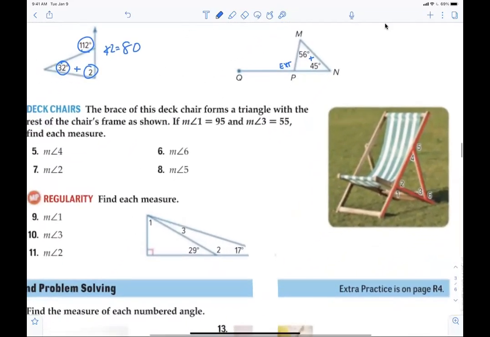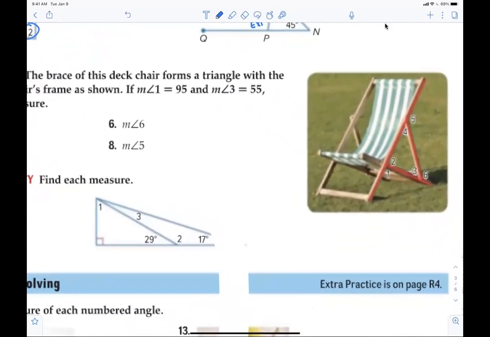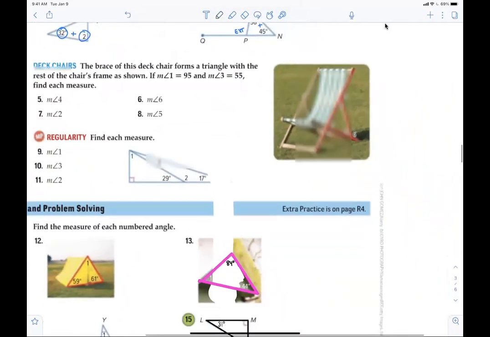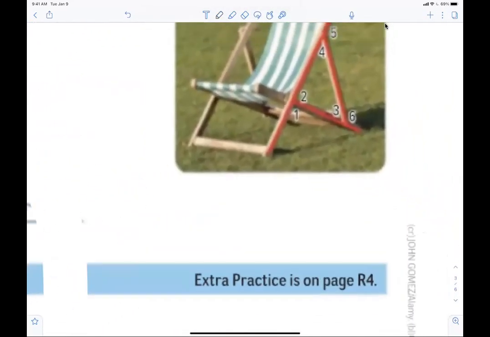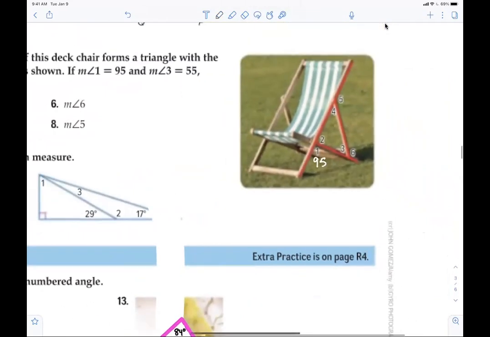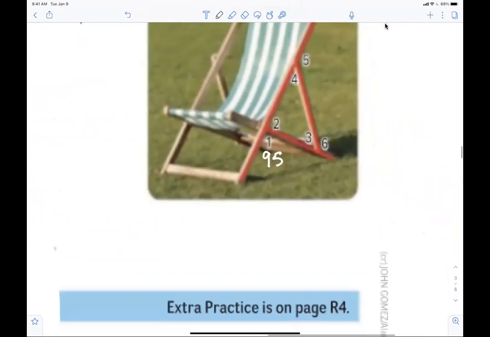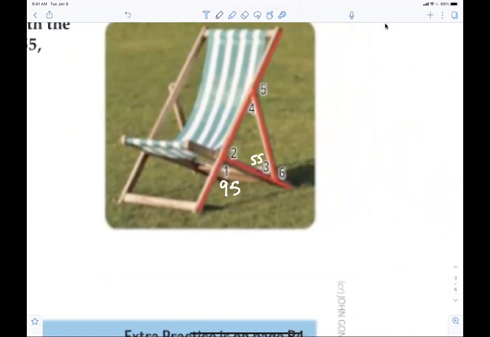All right, here we go. Now, over here, I'm going to try to write in these angles. So angle 1 is 95. And then angle 3 is 55. All right, so what I'm going to do is we're just going to name 2, 3, 4, 5, 6 right now. Someone tell me what angle 2 has to be. 85, good job, 85. Because 85 plus 95 adds up to 180.